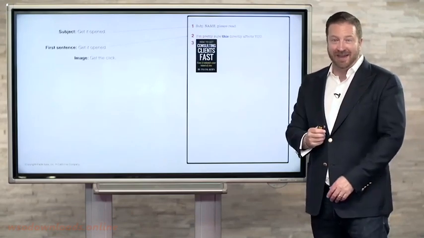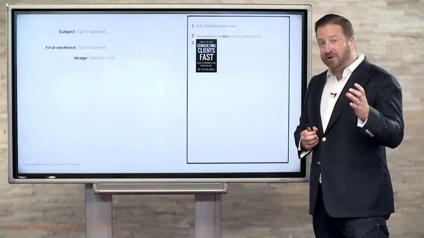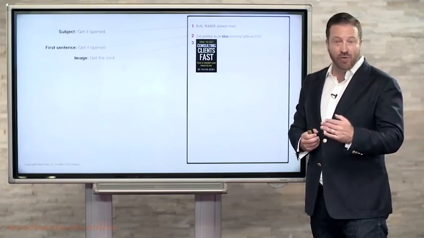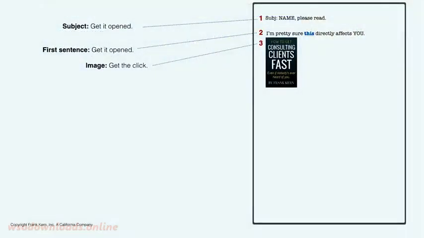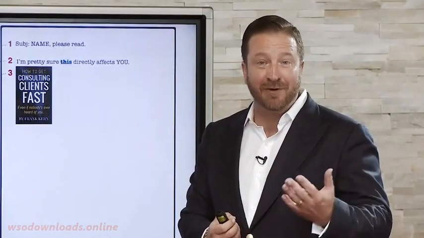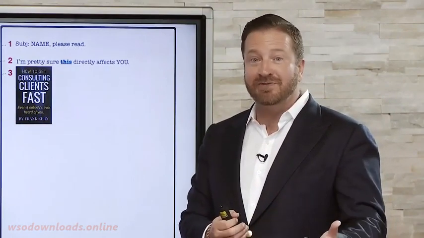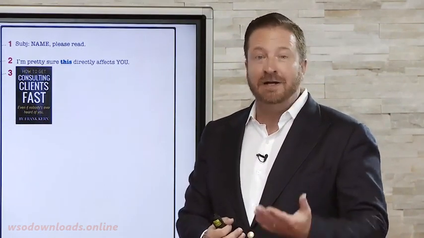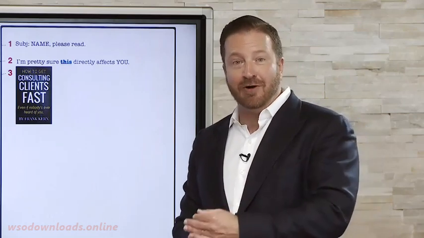Third element, in this case, is going to be an image, a graphical representation of the thing that you want them to click on. So if it's a video, take a screenshot of the video. In this case, I've just put a cover of my book here, only because that was the easiest image to insert in this keynote presentation for you, because it happened to be on my desktop. Right? So if you're sending them to a video, you want to take a screenshot of the video. Why? Because people click on images.